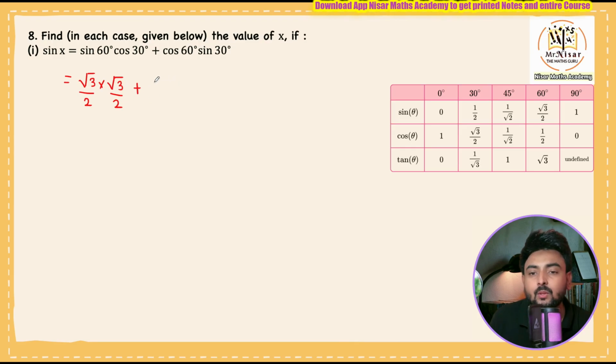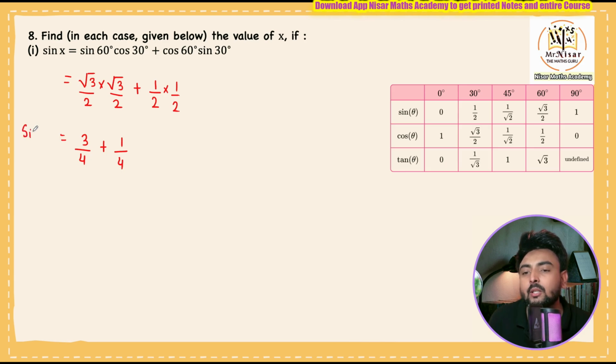Cos 60 is 1 by 2, and sin 30 is again 1 by 2. So I have put the values for sin 60, cos 30, cos 60 and sin 30. Just solve it now. So root 3 into root 3 is going to become 3, and 2 2s are 4. Multiplication, numerator into numerator, denominator into denominator. 1 into 1 is 1, 2 2s are 4, and this side we have sin x.